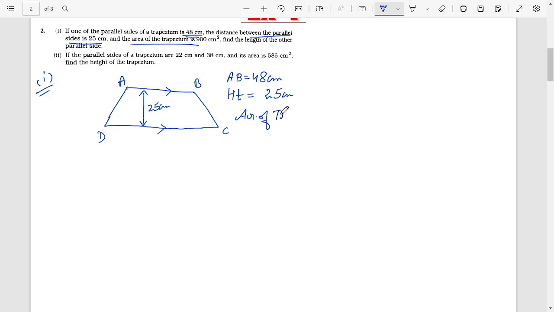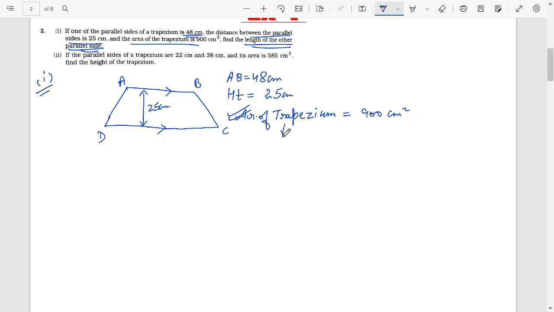Area of trapezium. This time we will not find the area of trapezium. It is already given in the question. What is the area of trapezium? 900 centimeter square. So these three things are given, and we have to find the length of the other parallel side. Other parallel side is DC. So we have to find the length of DC. So in order to find the length of DC, we will take the help of this answer. Answer of area of trapezium is given 900.